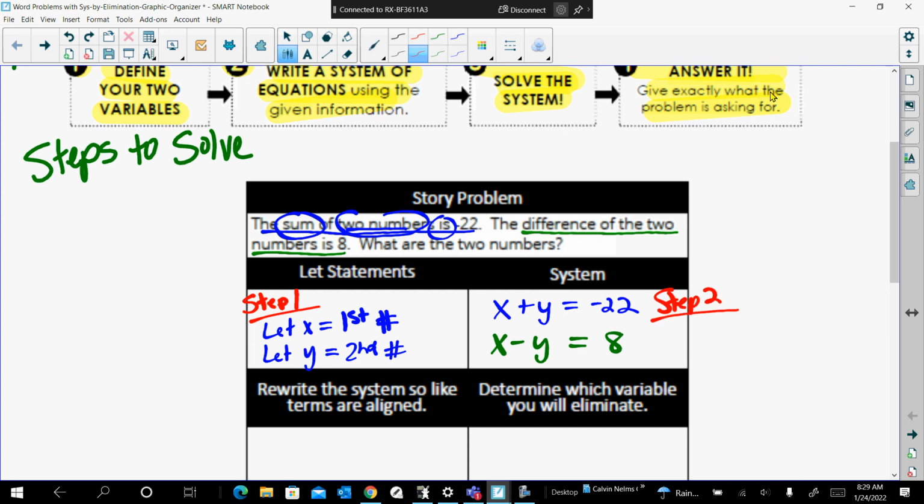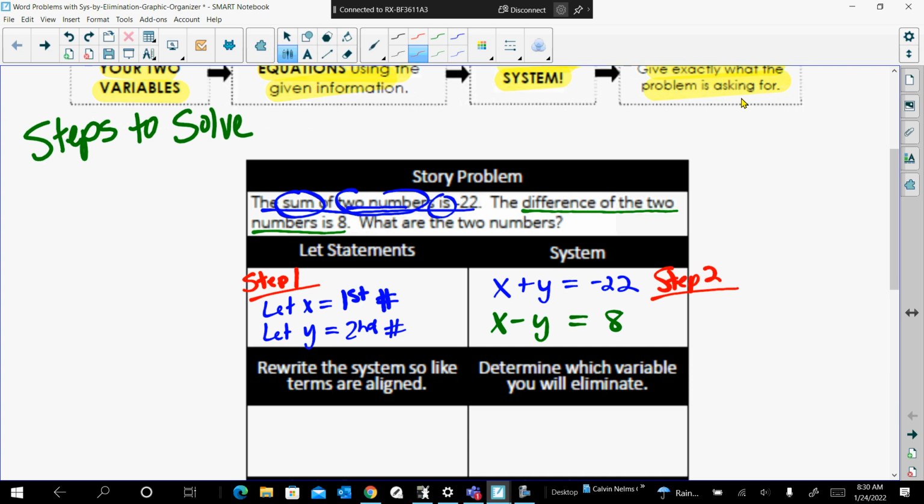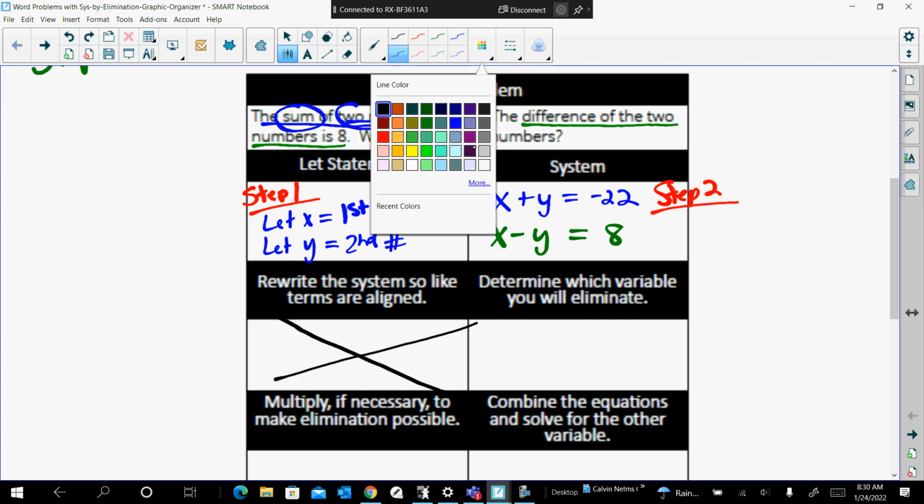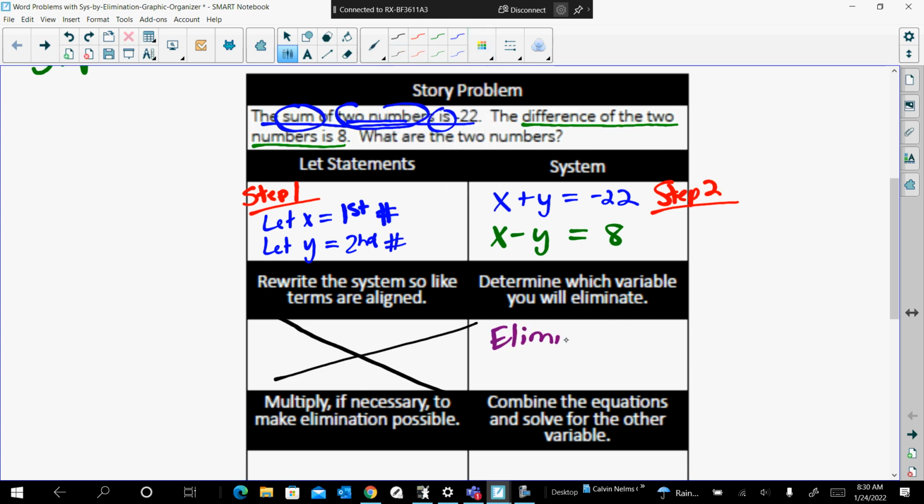Now, this graphic organizer is just going to help us with our problem solving. It says rewrite the system so the terms are aligned. Well, look, our terms are lined up. Our variables are lined up. Yes or no, guys? Yeah, so I don't need to rewrite it because they're already lined up. What we're going to do is determine which variable you will eliminate. Based on what we have lined up, who could we eliminate here? Yeah, we need to eliminate the y because that's the one that's the opposite, right?